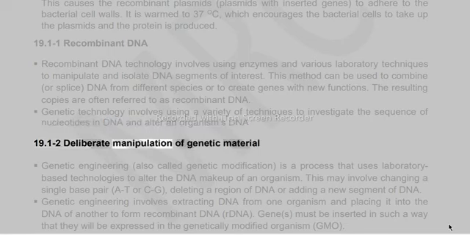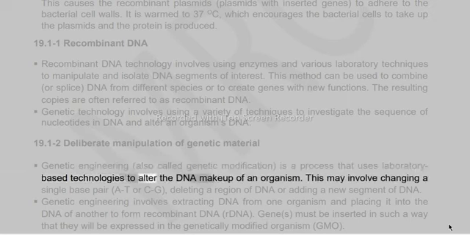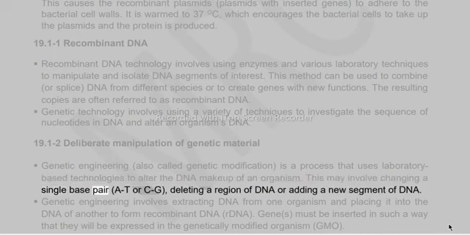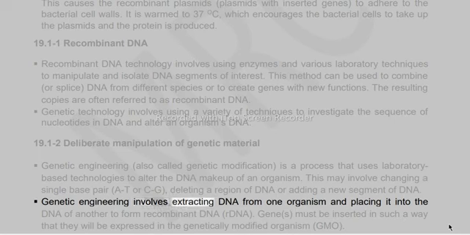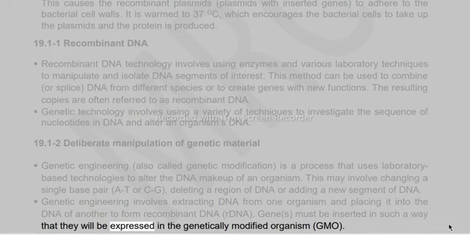19.1.2 Deliberate manipulation of genetic material. Genetic engineering, also called genetic modification, is a process that uses laboratory-based technologies to alter the DNA makeup of an organism. This may involve changing a single base pair, A-T or C-G, deleting a region of DNA, or adding a new segment of DNA. Genetic engineering involves extracting DNA from one organism and placing it into the DNA of another to form recombinant DNA, rDNA. Genes must be inserted in such a way that they will be expressed in the genetically modified organism, GMO.